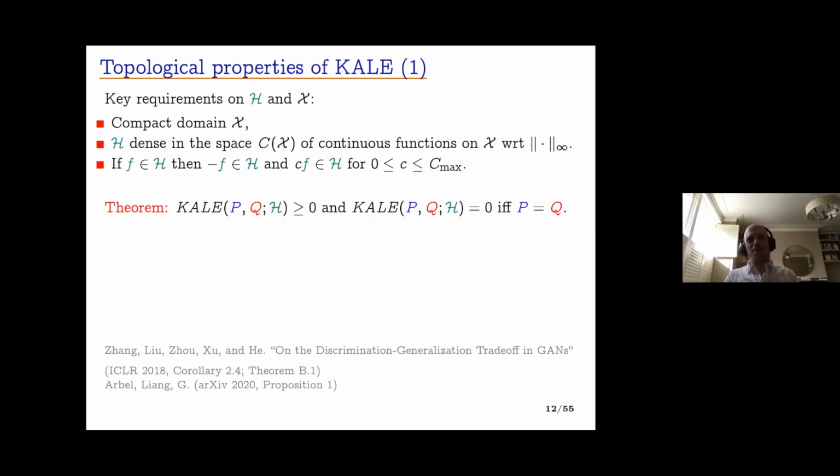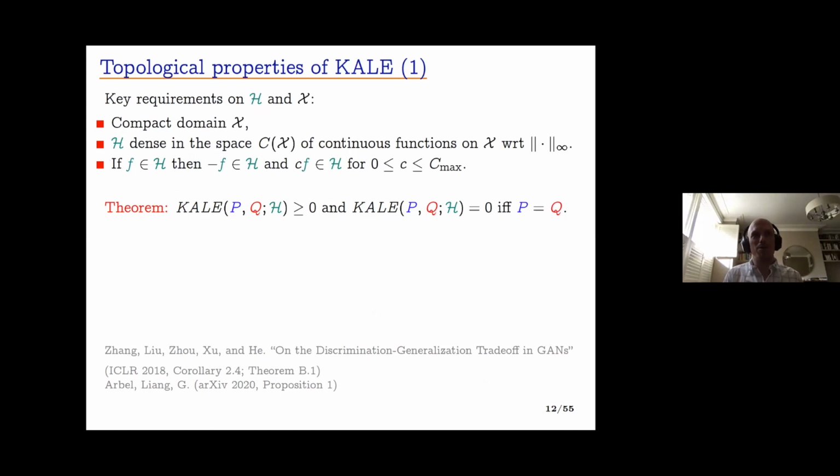Okay, let's look at some of the topological properties of KL. We're going to make a few assumptions, both on the function class and on the domain. So we're going to assume a compact domain, and we're going to assume that we're using a smooth function class that is nonetheless dense in the space of continuous functions with respect to the infinity norm on this domain.